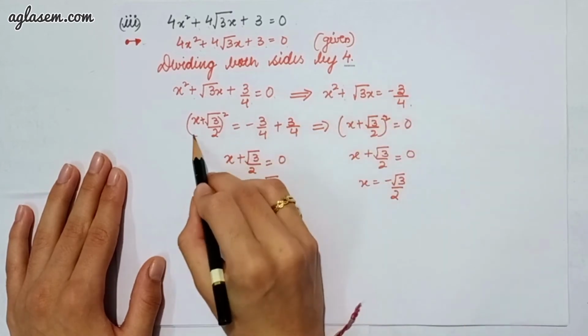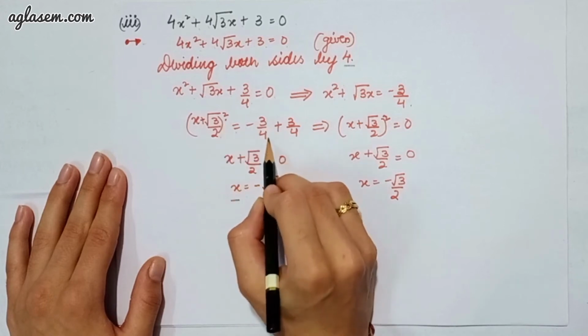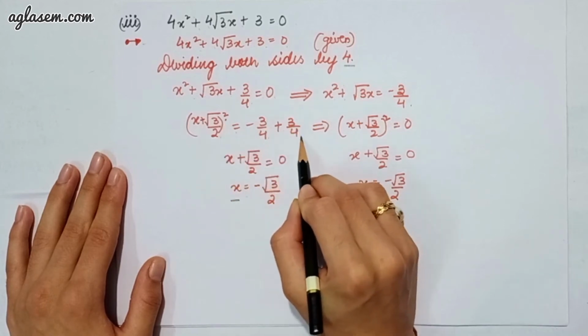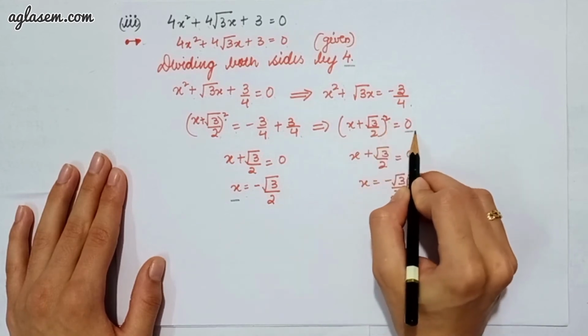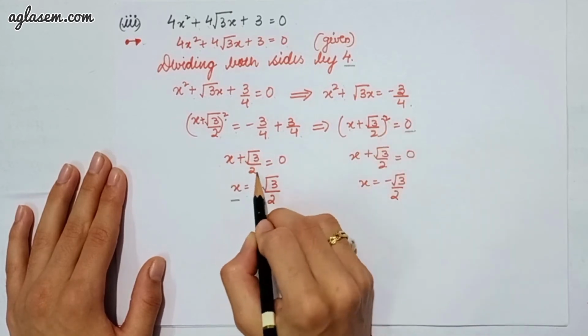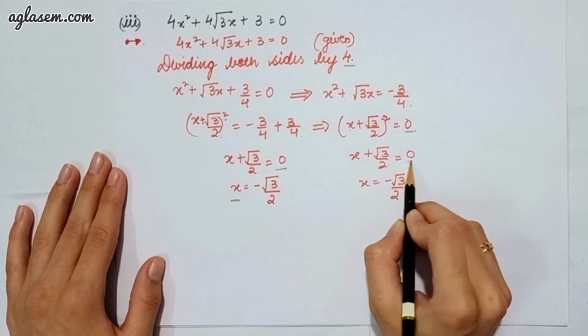Solving further, we will get (x + √3/2)² = −3/4 + 3/4, which will give you (x + √3/2)² = 0. So now x + √3/2 = 0. We can write it as this, and on another side we can similarly write it as x + √3/2 = 0.